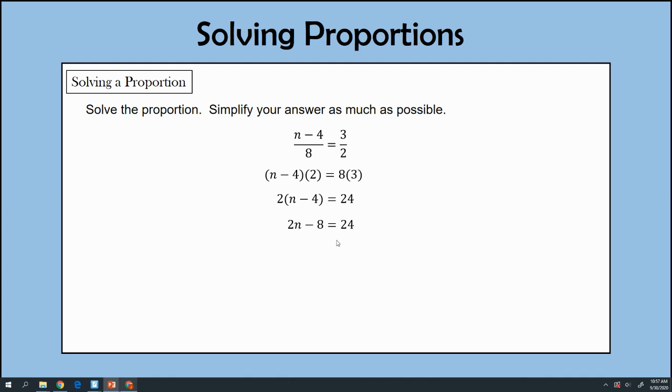Now we have a little two-step equation, so we'll add 8 to each side to make this become a 0 right here, negative 8 plus positive 8. So we get 2n equals 32. We'll divide each side by 2 and get n equals 16. So for this to be true, n has got to be 16. When you put 16 in here, 16 minus 4 is 12. So the ratio of 12 to 8 is the same as 3 to 2. Now think about that. 2 times 12 is 24, 3 times 8 is 24. So n has got to be 16 for this to work.